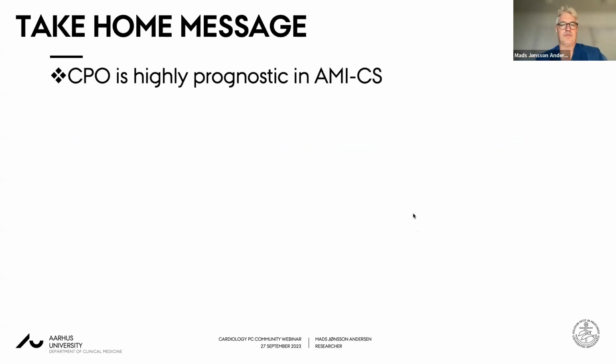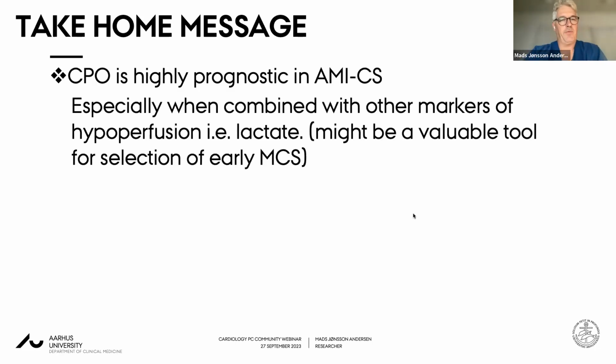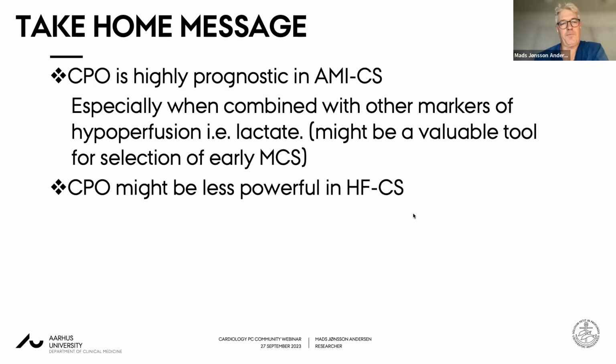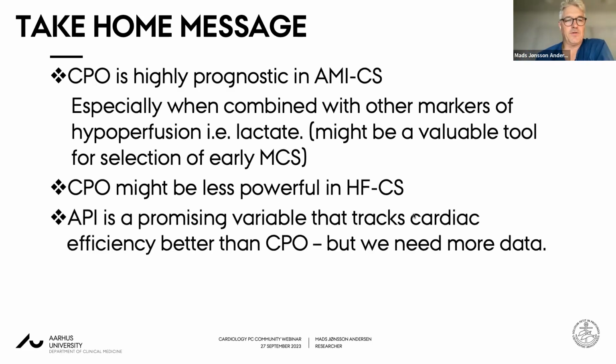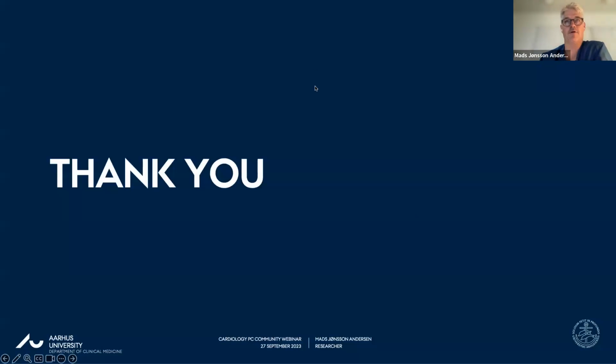So our take-home message is that cardiac power output is highly prognostic in cardiogenic shock associated with myocardial infarction, especially when combined with other markers of hypoperfusion, for instance, lactate, and it might be a valuable tool for selection of early MCS. Cardiac power output might be less powerful in heart failure or cardiogenic shock due to heart failure. And aortic pulsatility is a promising variable that tracks cardiac efficiency better than CPO, but we need more data. Thank you very much.